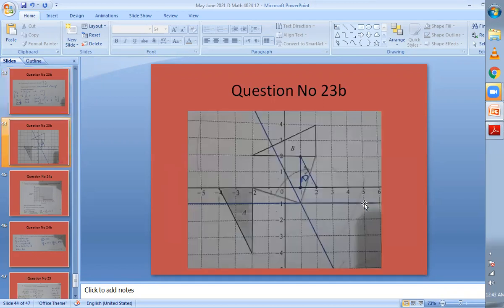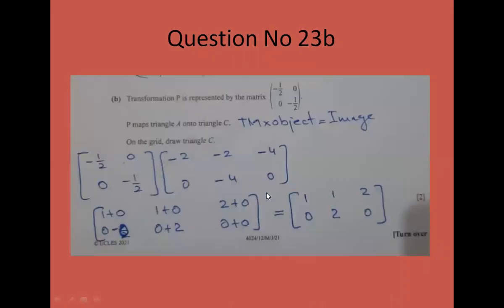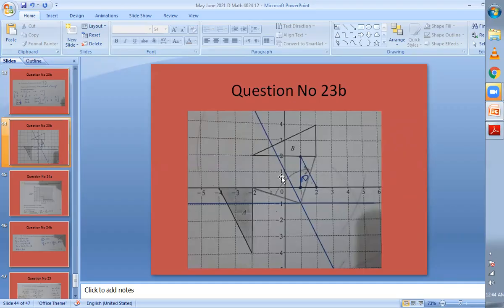So we will draw these points, and you can see the triangle D with the points (1, 0), (1, 2), and (2, 0). This represents the image coordinates. So this is the triangle D, and this is how you do it. Hopefully you understand question number 23.